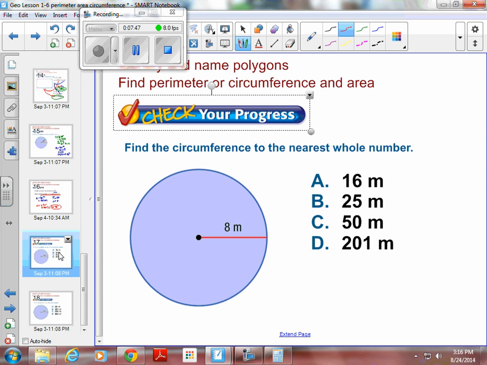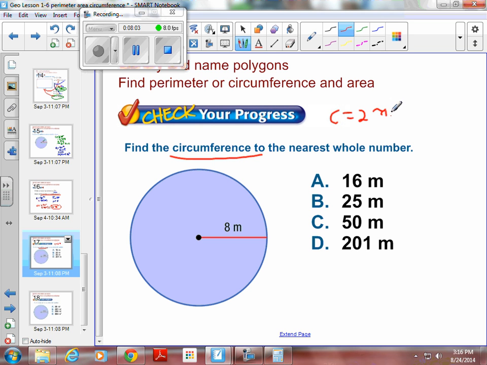So, checking your progress, why don't you try this one and then come back and we'll check your answer and see how you did. Push pause. Okay, so you just need to find the circumference to the nearest whole number. Circumference is equal to 2 pi r. So that's 2 times pi times 8, which is 16 pi.